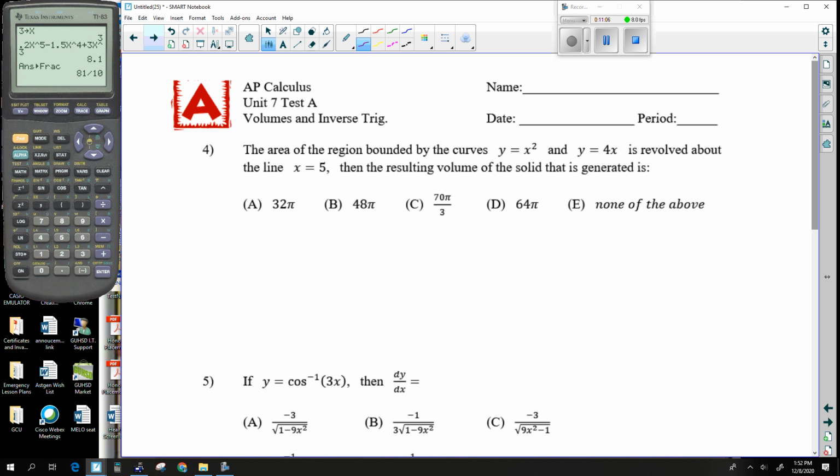All right, the area of the region is revolved about, well, x is equal to 5. What is the volume? Okay, so again, volume. So let's see what we have here. We have x squared. We have 4x, which is going to cut into that. Let me make this a little bit more drastic.